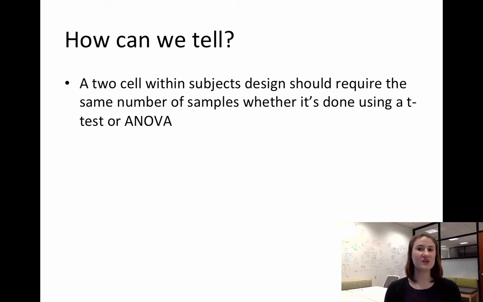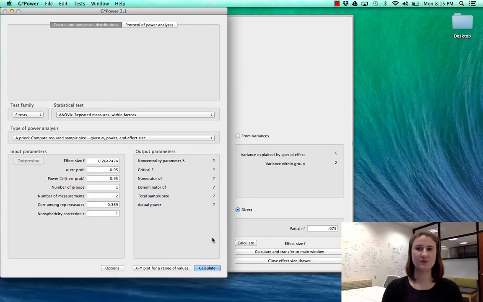We can either run that using a t-test or using an f-test. Because the design is exactly the same and the mean, standard deviation, and correlation should be the same, we should get out the same sample size requirements whether we run it as an f-test or as a t-test. And so we can check whether we get that in G-Power if we just use the default settings.